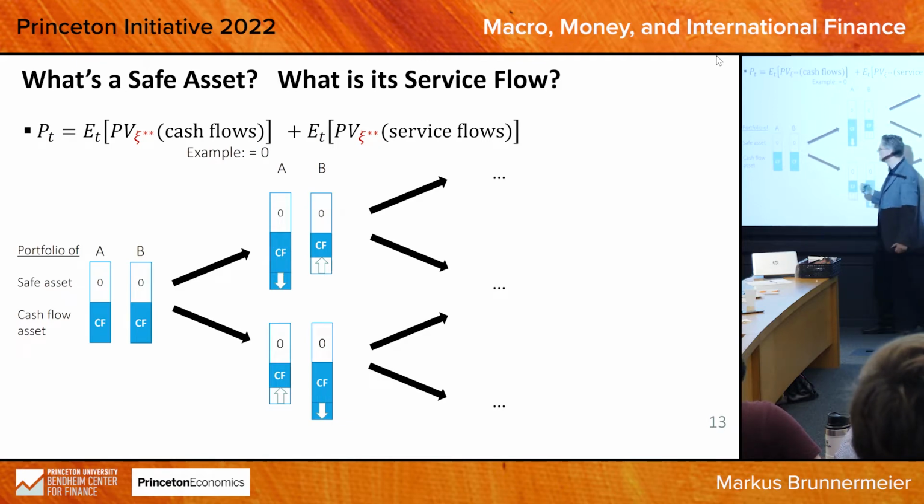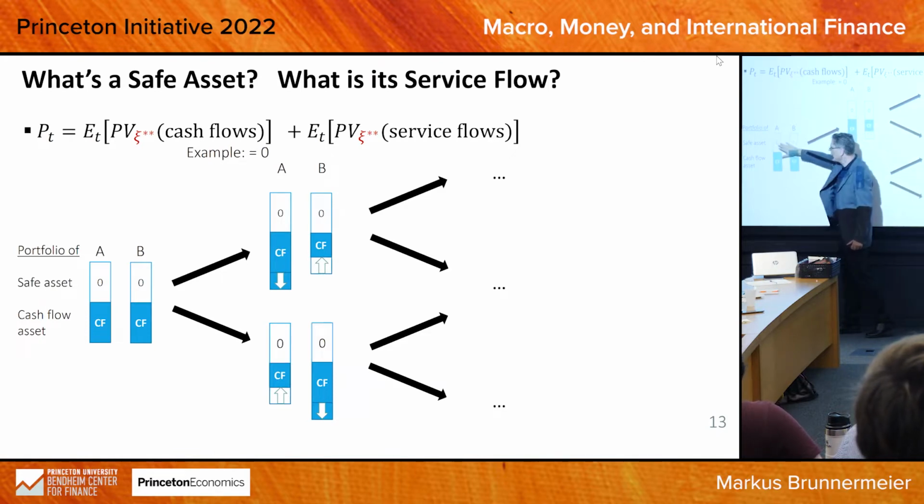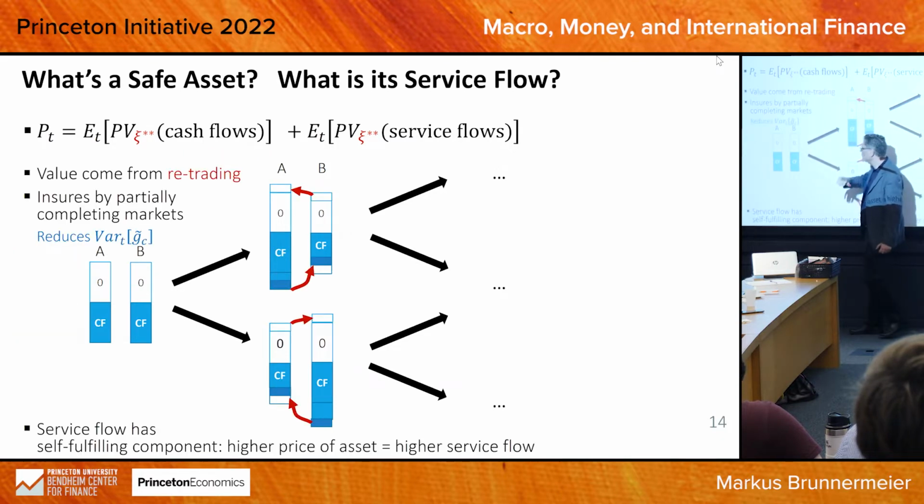Now what they do instead, they say, we hold some of this safe asset. It's useless. It doesn't give us any cash flows. But it is useful: if the world goes up, we will swap. I give you some of the zero cash flow asset in return for this positive cash flow asset. And if the world goes down, we do it the other way around. This way they have a much better insurance. They're not fully insured, but through this trading in the future, they have achieved some partial insurance.